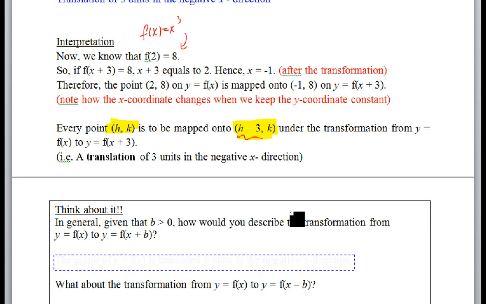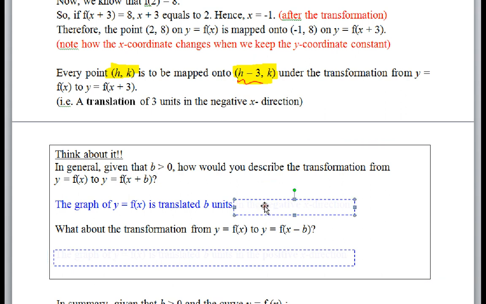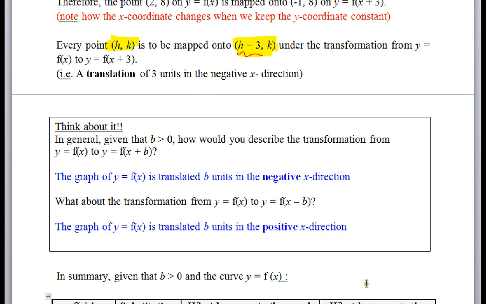So now suppose it's not 3. Suppose I have y equals f(x). And now I want to transform this into y equals f(x plus b). What is this transformation? It is a translation of b units in the negative x direction. Very good. This one, of course, will be in the positive x direction.